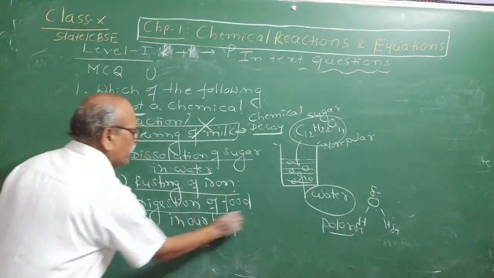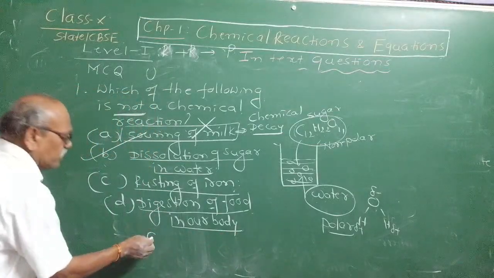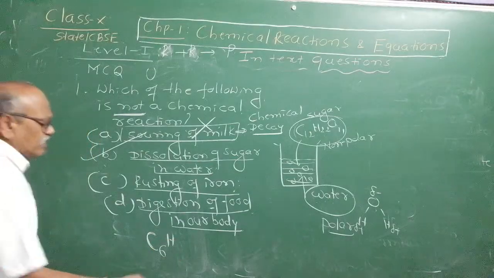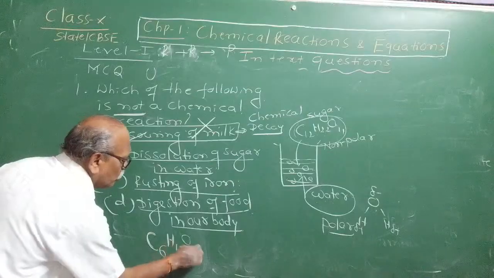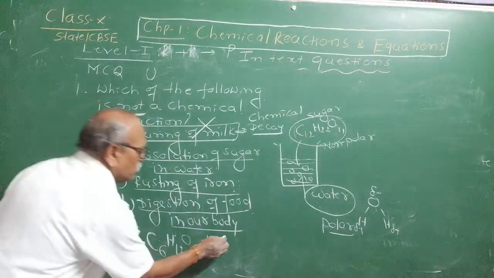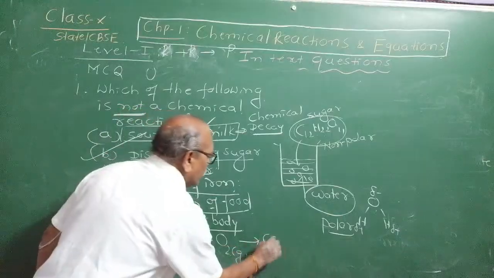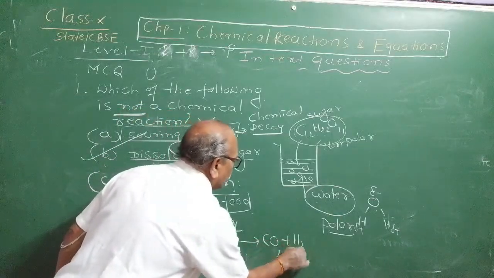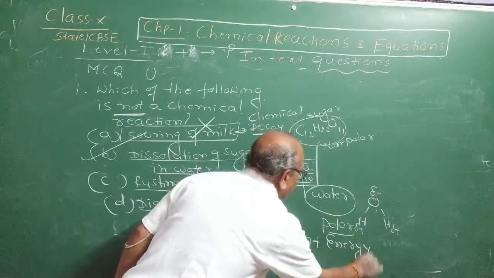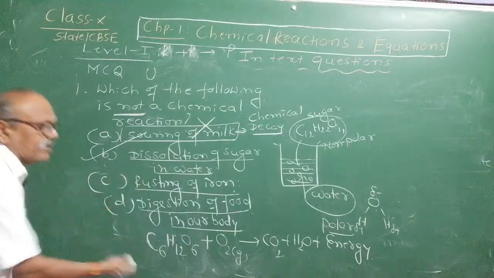Many of you said digestion of food in our body. See, during digestion, the proteins, oils, fats are converted into glucose, C6H12O6. There, during cellular respiration, the cells will get oxygen. It is converted into carbon dioxide plus water plus liberating energy. Using the same energy, you are carrying out your daily activity. It is a perfectly correct chemical reaction.